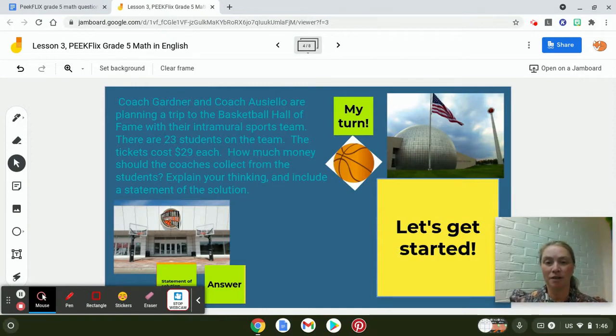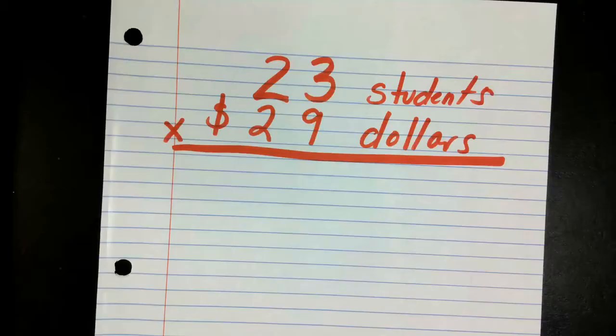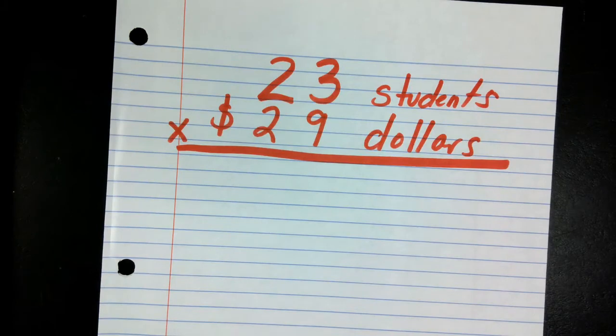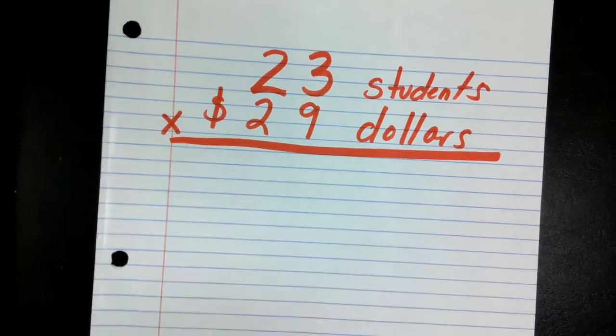I'm going to show you how to do this on a side paper, and when I return, I'll show you the results. So in my question, it's telling me that 23 students are going on this trip and they each are paying $29. So I've put in my question here, the 23 students, and I'm multiplying it by 29 because each of those students is paying $29.